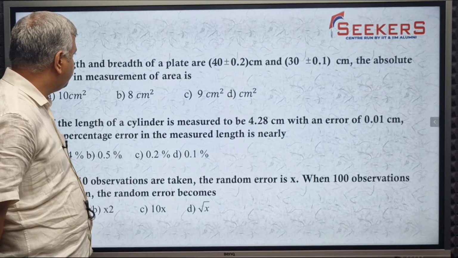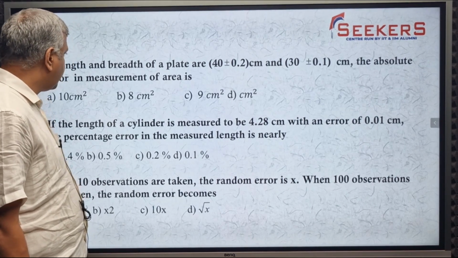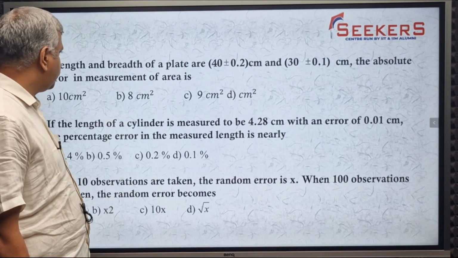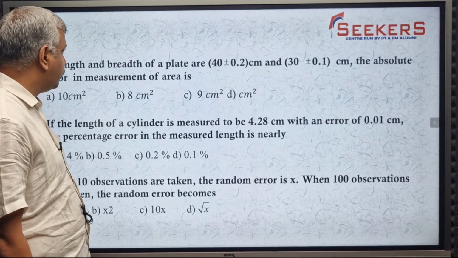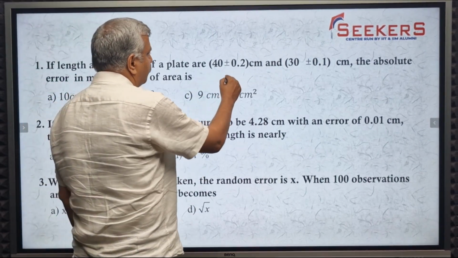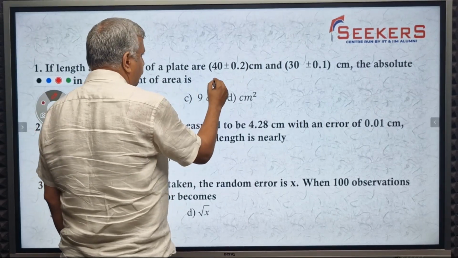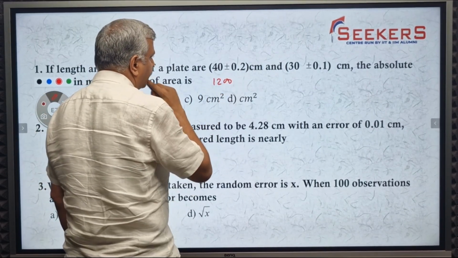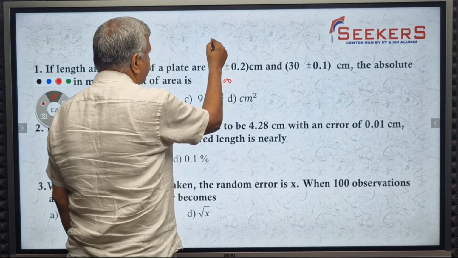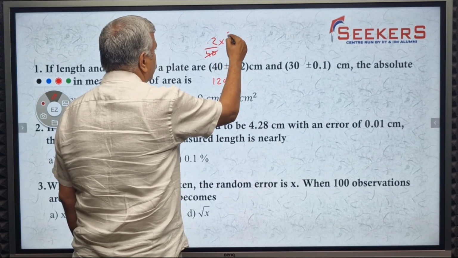Now the length and breadth of a plate are given and the absolute errors are given. They are asking me what is the absolute error in measurement of area. So first, the area is 1200. Now the error percent: when you're multiplying quantities, the relative errors are added. So into 100, that will give you 2.5.